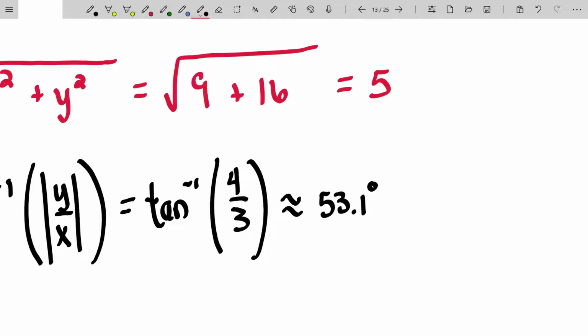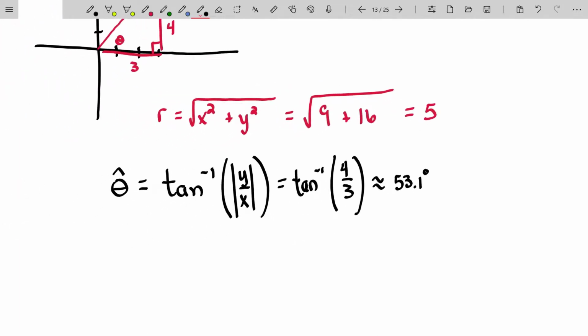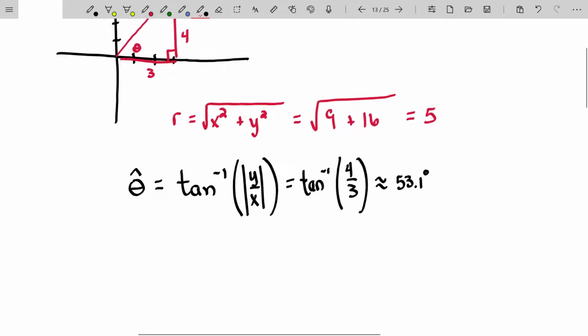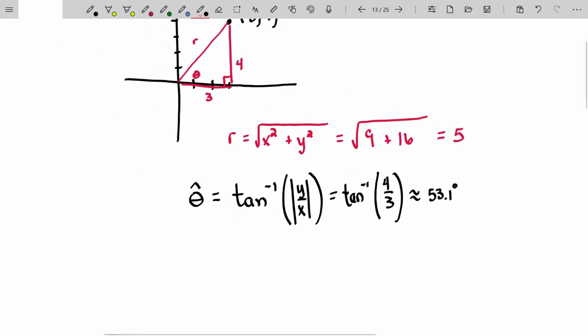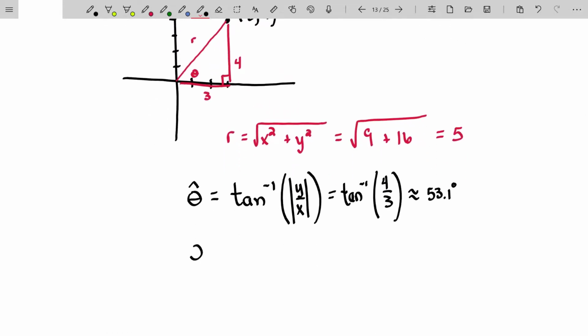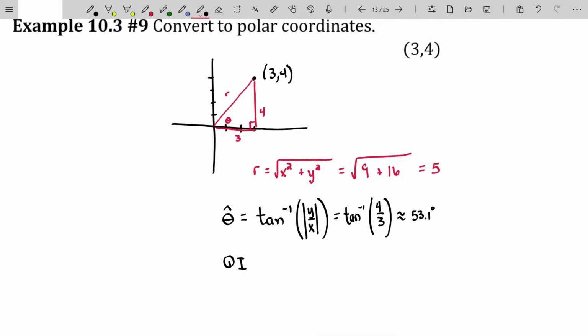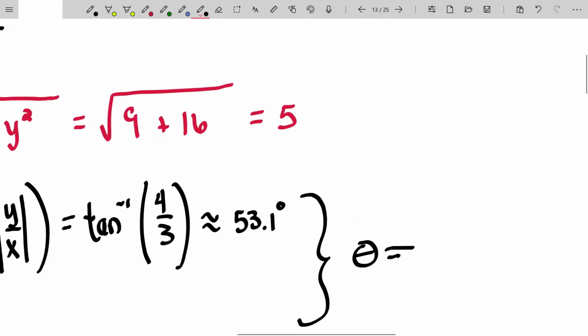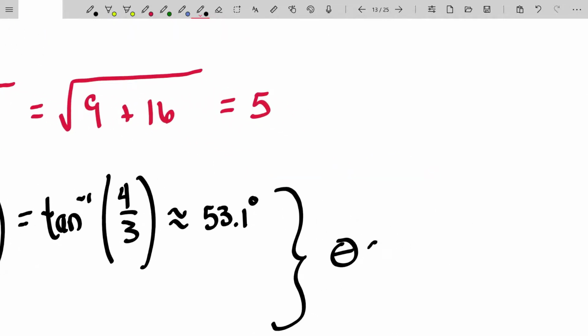53.1 degrees. If you want to answer in radians, you can answer in radians as well. But generally when you're doing ugly numbers like this, I kind of stick with degrees for some weird reason. But that's our reference angle. Now that we have the reference angle, we'll state what quadrant we're in. Our point is in quadrant 1. So we have a reference angle of 53 degrees in quadrant 1. That means that our actual angle is 53.1 degrees. Again, I should say roughly, right?